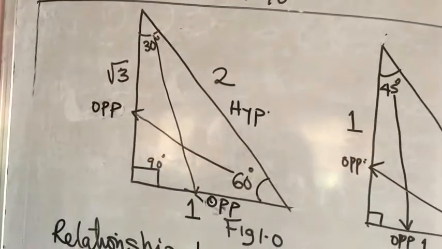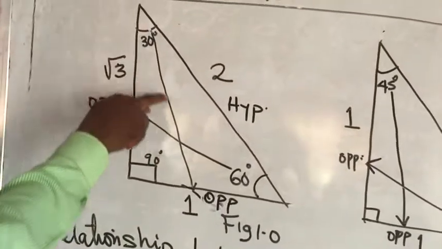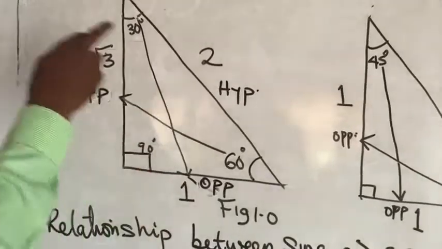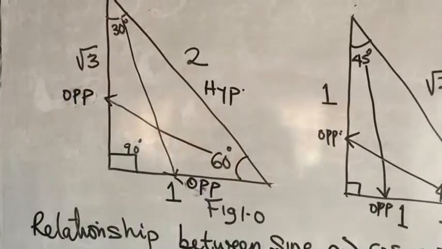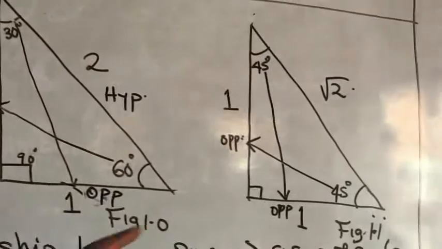2. But if I'm looking at angle 30, I look down, that is the opposite. I'll have 1 as my opposite. Immediately, the other side, which is square root 3, becomes the adjacent. Of course, the hypotenuse does not change. It still remains 2. We look at the other triangle, figure 1.1.